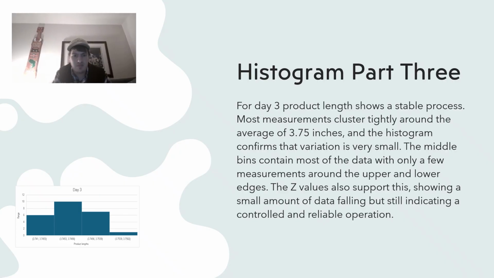But most of the data, with only a few measurements, come from around the upper and lower edges. And then we have our Z values that also support this, showing a small amount of data falling, but it still indicates a controlled and reliable operation of the histogram. That's it for the day 3 histogram.